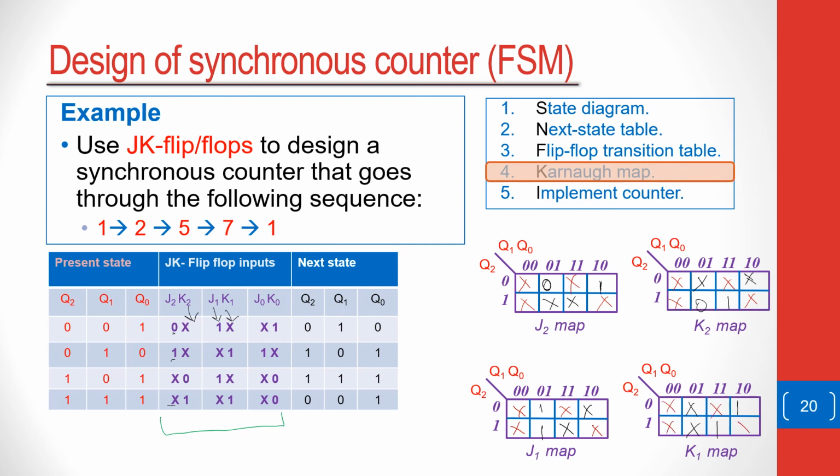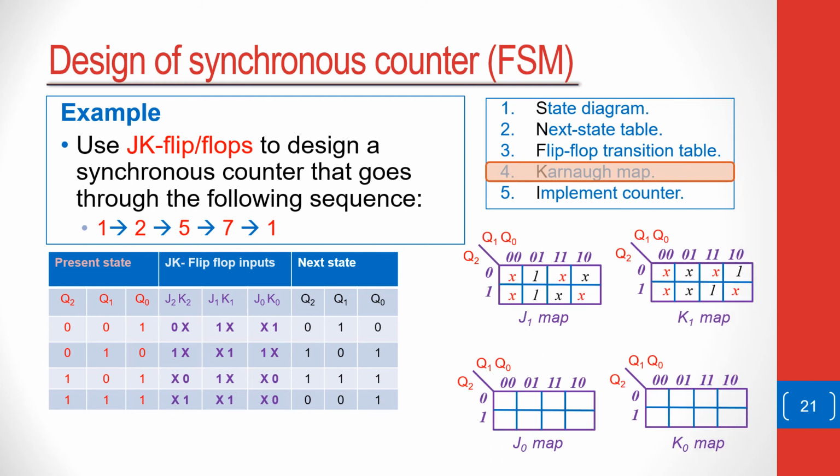Because our transition doesn't include that. And here we look at the map now for the last two, which is that and that. For J0, we see that for J0 we have, in this case, don't care.